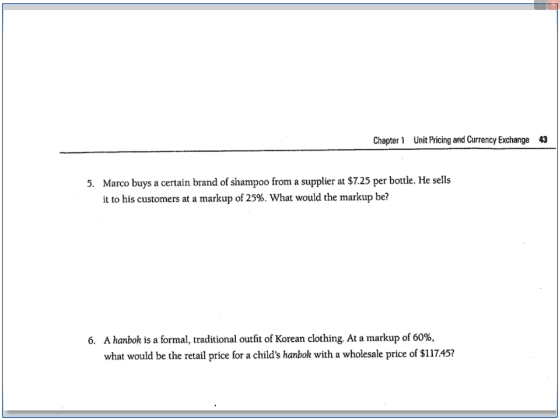Similar question. Marco buys shampoo from a supplier for $7.25 per bottle. He sells it to his customers at a markup of 25%. What would the markup be? Make this a decimal. Put the total next to it with times. 1.8125. Remember, this is money. So for money, you don't care about those extra decimals. You round it. Okay? So you look at the 2. It doesn't round up, so take it off. It's just $1.81. That's the markup.